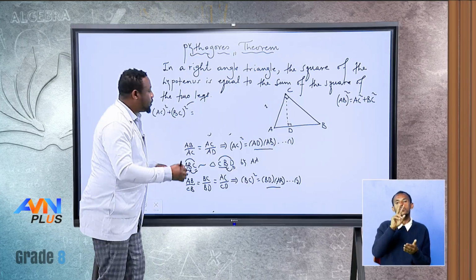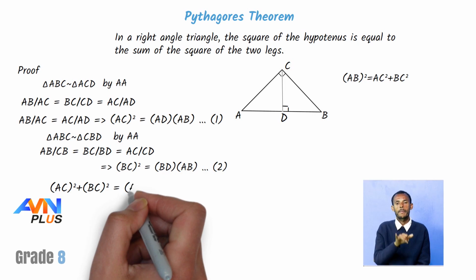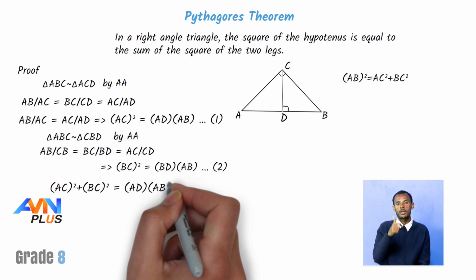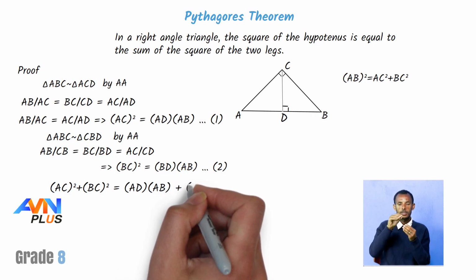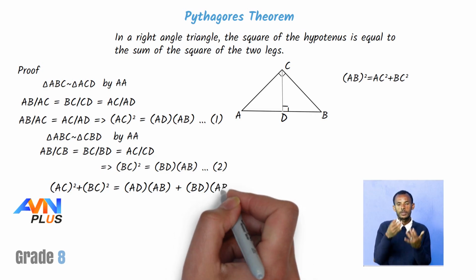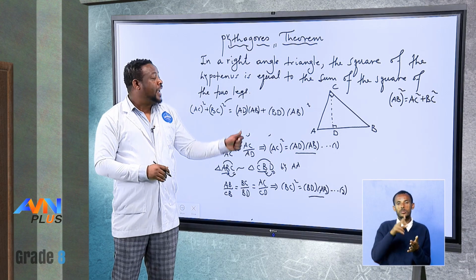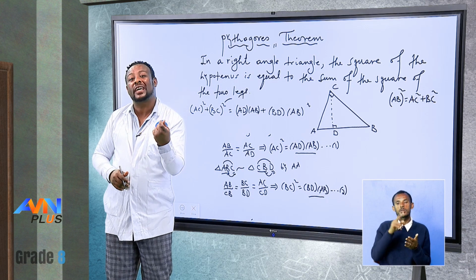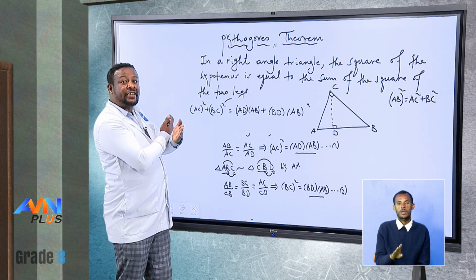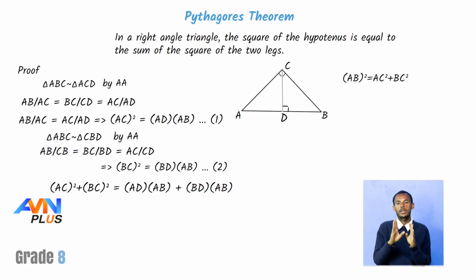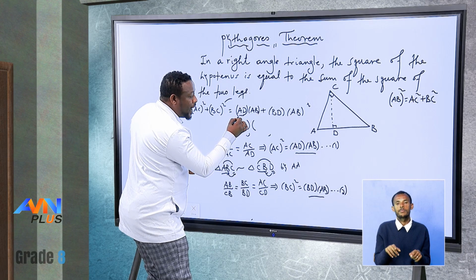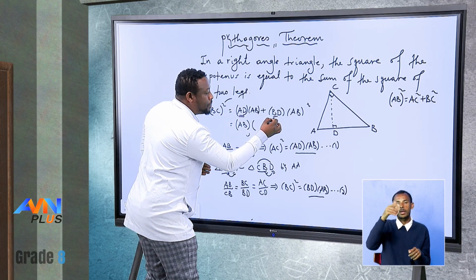right? So this is the same as AD times AB plus BD times AB. Now look at these two terms. In these two terms, we have something in common, which is AB. AB is common, so you can take it out. Then when you factor out AB, inside you will get AD plus BD.